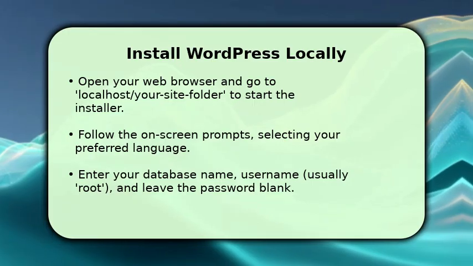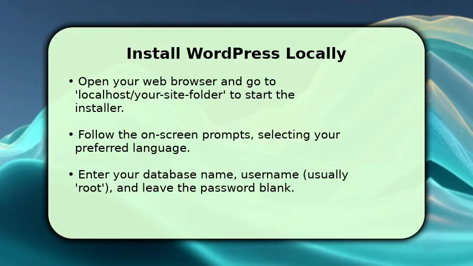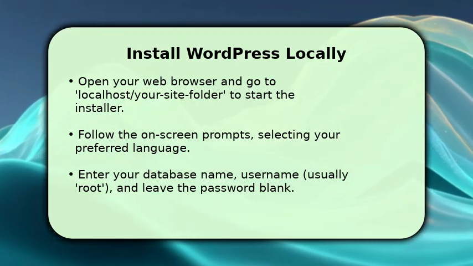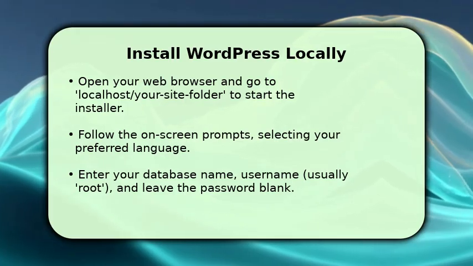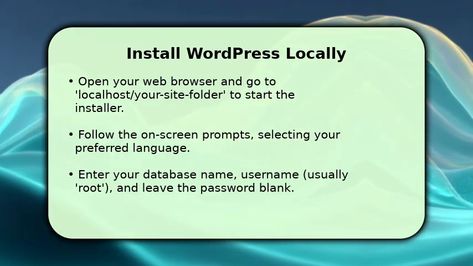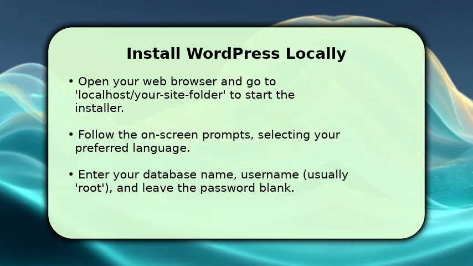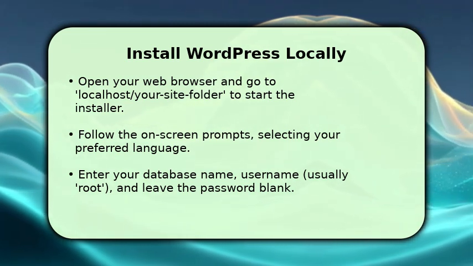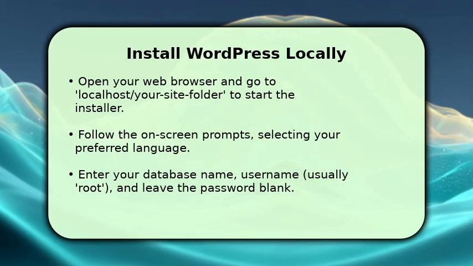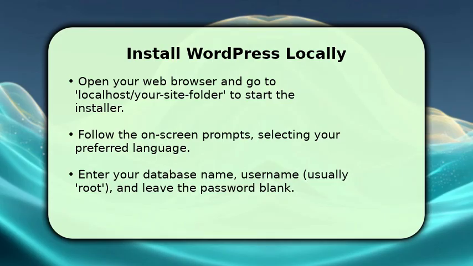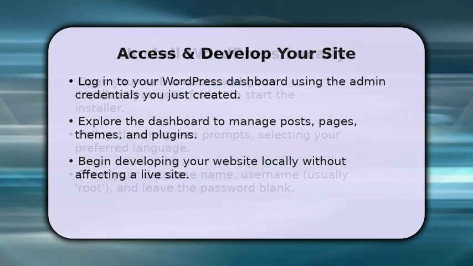the WordPress installation. The installer will guide you through a few simple steps, starting with language selection. When prompted for database details, enter the database name you just created. For the username, it's typically root, and you can leave the password field empty for local setups. Finally, provide a site title and create your administrator username and password to complete the famous 5-minute installation.